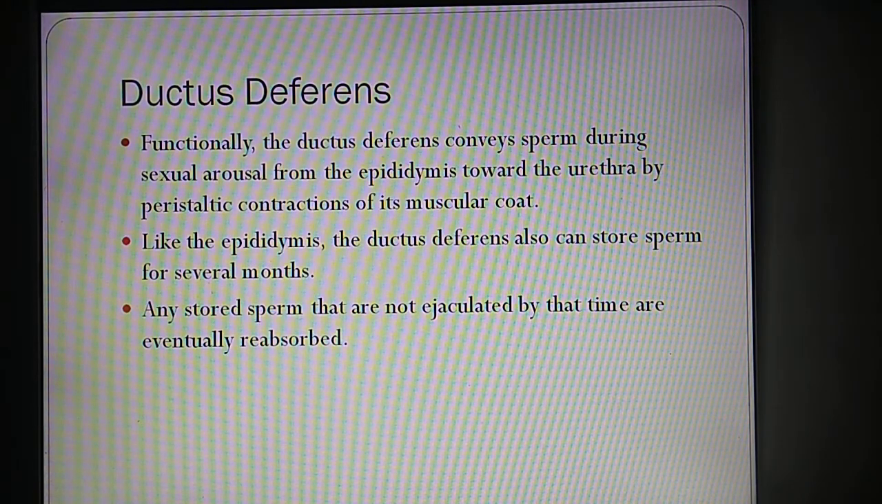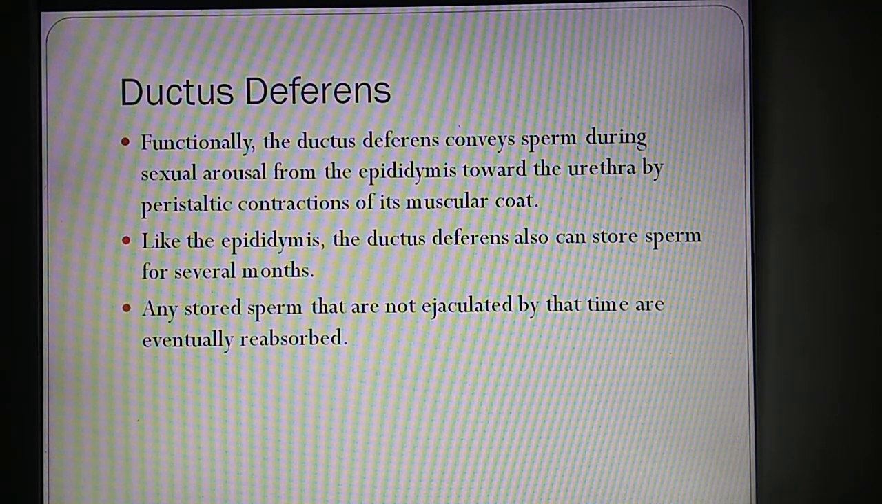Functionally, the ductus deferens conveys sperm during sexual arousal from the epididymis toward the urethra by peristaltic contraction of the muscular coat. Like the epididymis, the ductus deferens can also store sperm for several months. Any stored sperm that are not ejaculated by then are eventually reabsorbed.